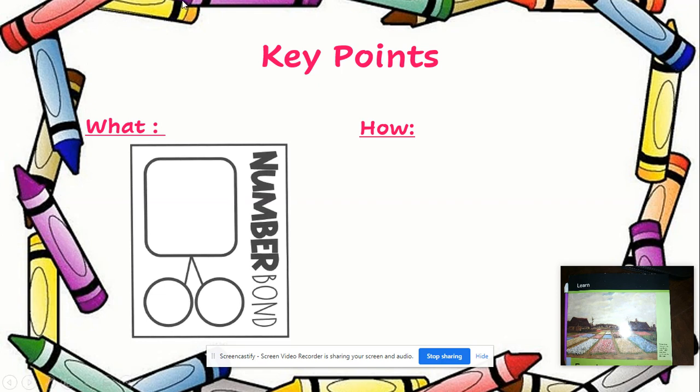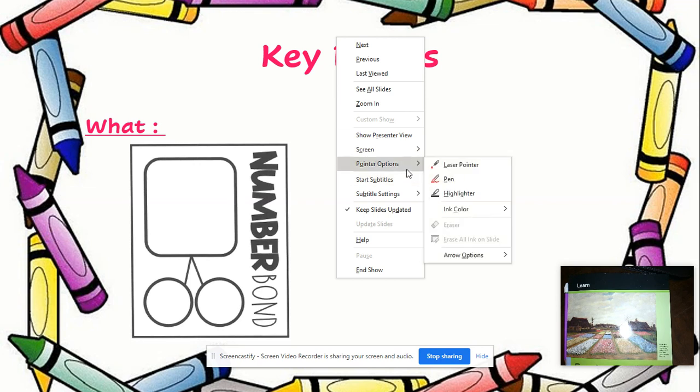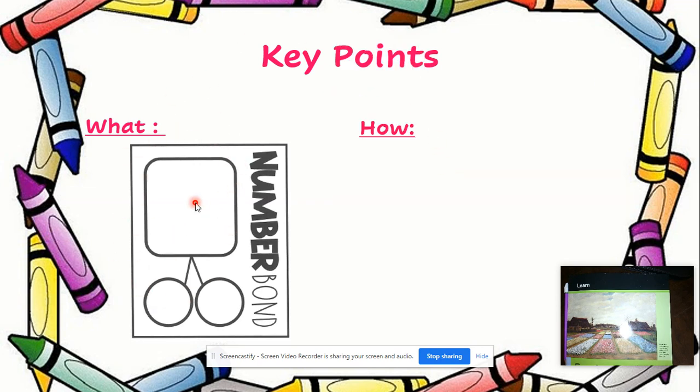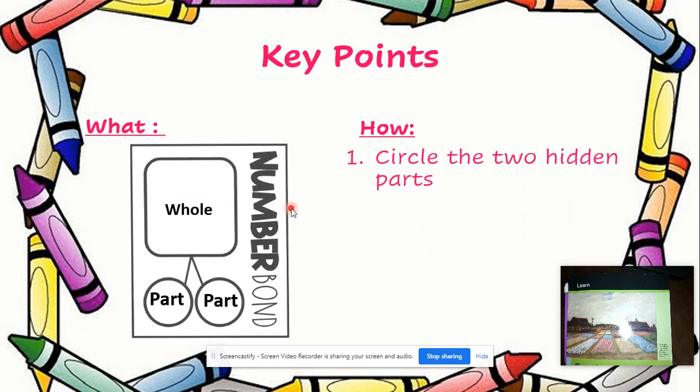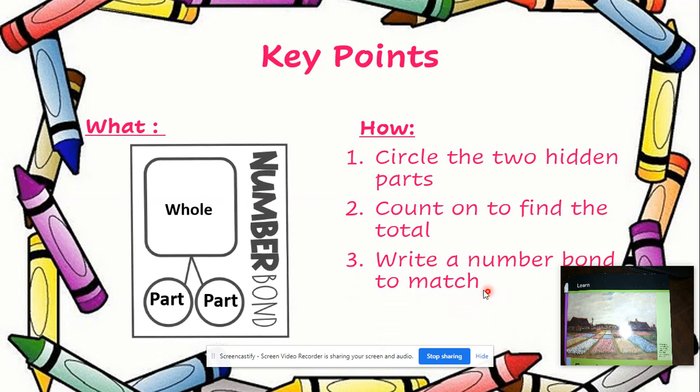Our key points. Let me get my magic pointer. Our key points are our what, and our how. What is what we need to know in order to be successful. So, like yesterday, we need to know what a number bond is. We also need to know that a number bond has a part and another part and a whole, also called a total. And then how. The how is how we're going to solve the problem. Our first step is going to be, we're going to circle the two hidden parts. Then, our second step is we're going to count on to find the total. And third, we're going to write a number bond to match.